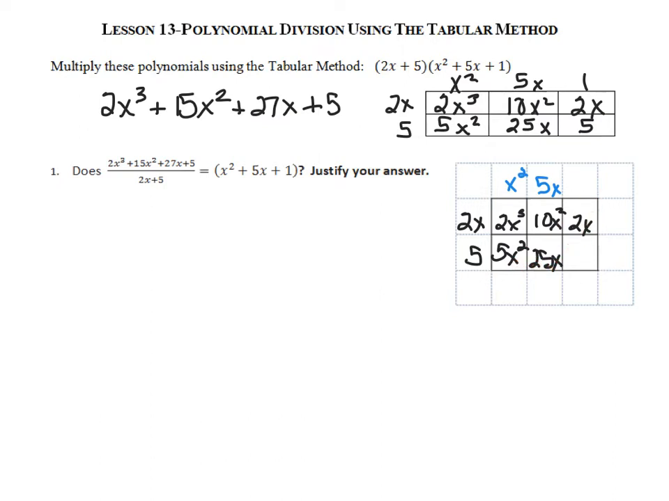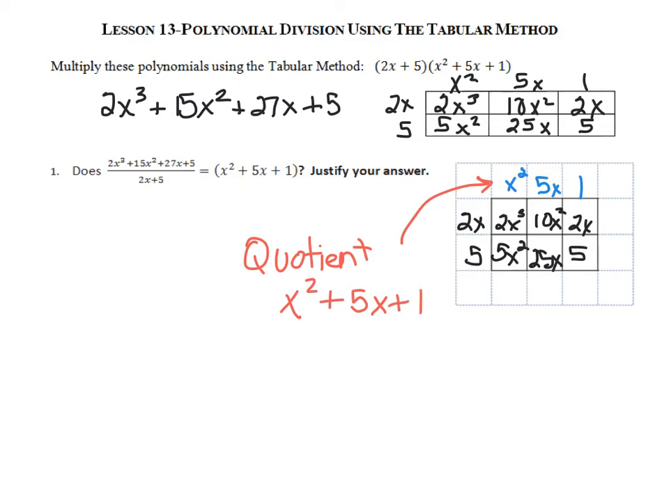Decide what I have to multiply 2x by to get 2x, and that's 1. 1 times 2x is 2x. 1 times 5 gives me 5. So when I look inside of the box, I'm getting my original polynomial that I was dividing. On the left side, I've got my 2x plus 5, and where I find the quotient is right up here on top, so the quotient is equal to x squared plus 5x plus 1. Now again, I wanted to do exactly the same problem, doing it by both multiplication and division, so that you can see how the two pieces fit together.